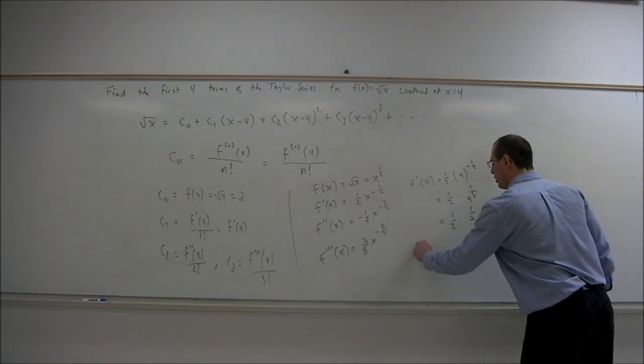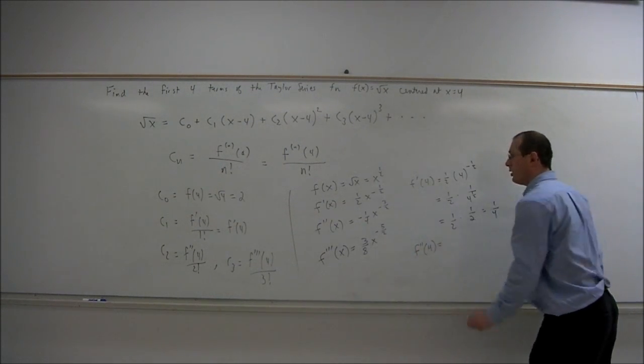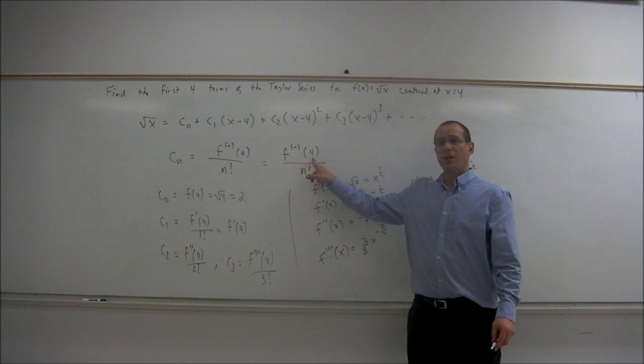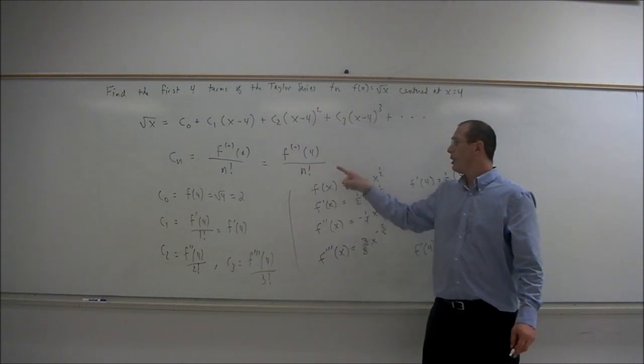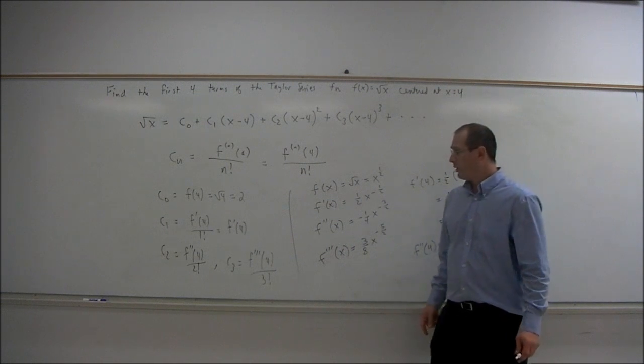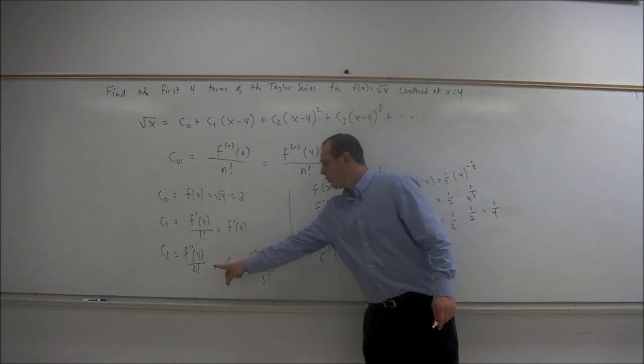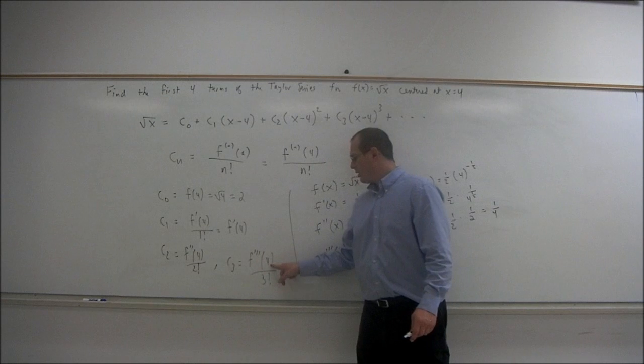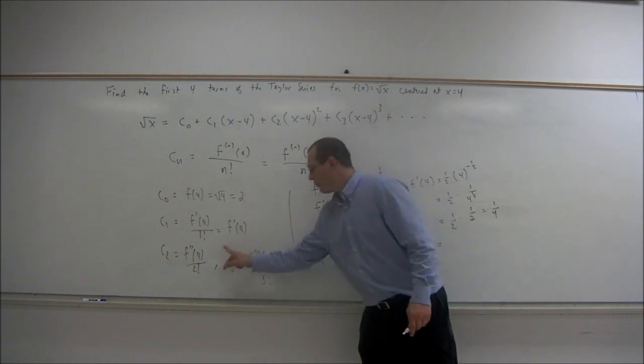f double prime of 4. So we'll figure out the numerators of the coefficients, and then we will figure out the coefficients by dividing by the appropriate factorial. So f prime of 4, then now we'll figure out f double prime of 4, then f triple prime of 4, then we'll divide.